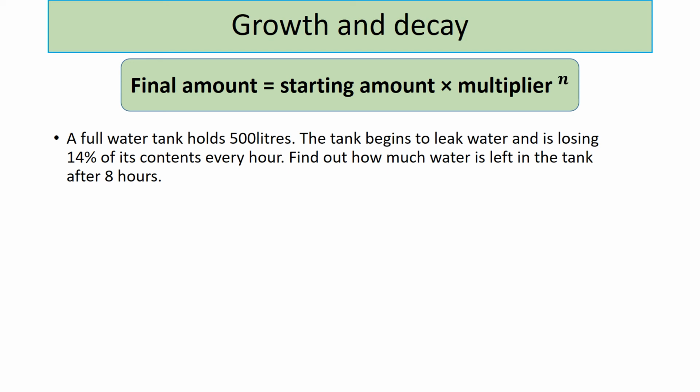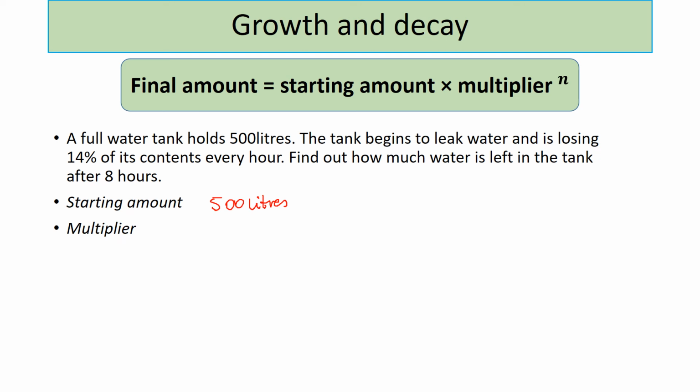A full water tank holds 500 litres. The tank begins to leak water and is losing 14% of its contents every hour. Find out how much water is left in the tank after 8 hours. So the starting amount is 500 litres. This is how much water there is at the start.